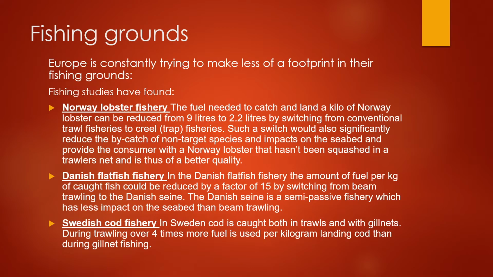The Danish flatfish fishery, the amount of fuel per kilogram of caught fish could be reduced by a factor of 15 by switching from beam trawling to the Danish seine. Danish seine is a semi-passive fishery which has less impact on the seabed than beam trawling. And then finally, for the Swedish cod fishery, Swedish cod is caught both in trawls and with gill nets. During trawling, over 4 times more fuel is used per kilogram landing cod than during gill net fishing.